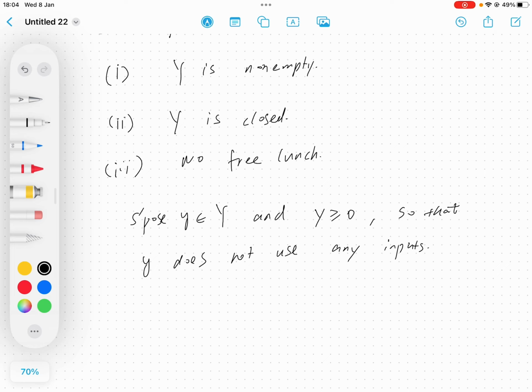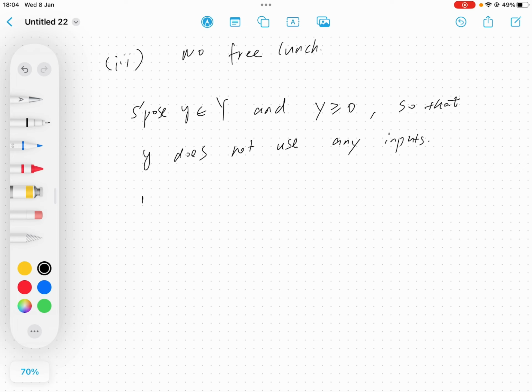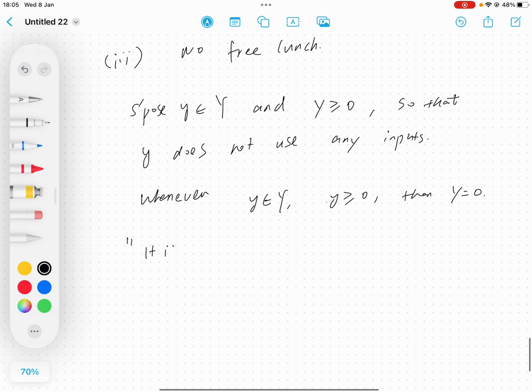Whenever y is in Y and y is greater than or equal to 0, then this firm cannot do anything, so there will be no output. It means it is not possible to produce something from nothing.